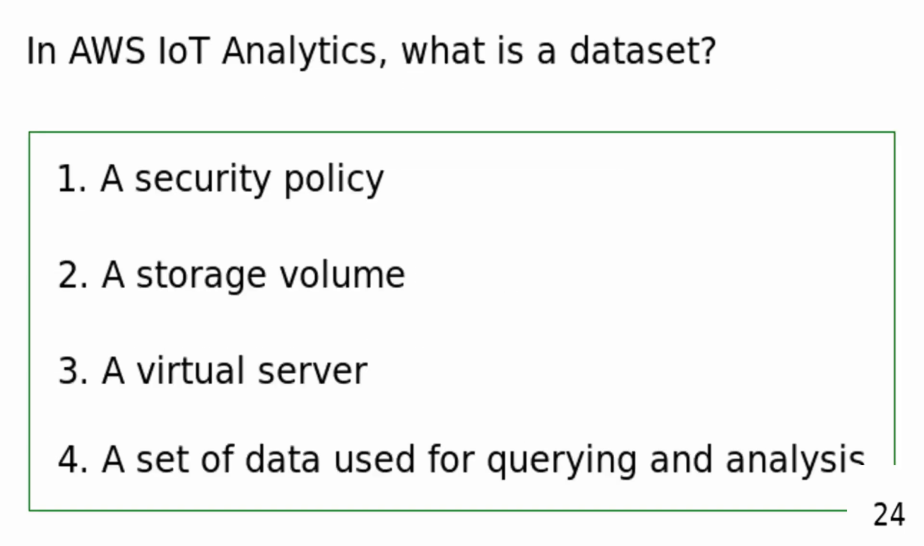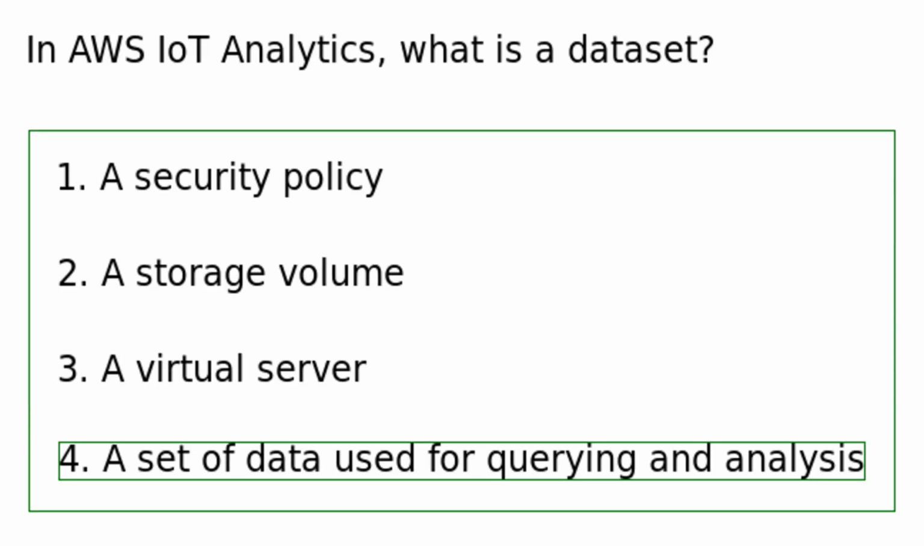In AWS IoT Analytics, what is a dataset? A security policy. A storage volume. A virtual server. A set of data used for querying and analysis. A dataset in AWS IoT Analytics is used for querying and analyzing data.